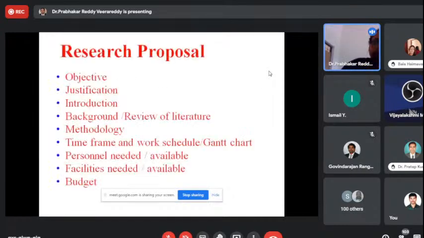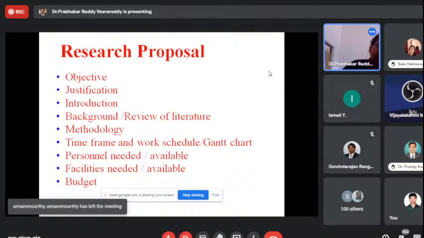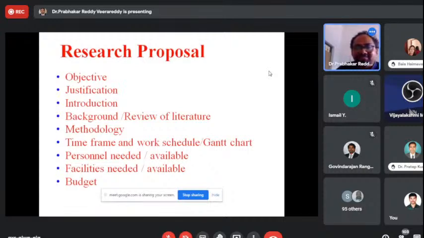So the research proposal should have, because I am keeping a red line here: main objectives, justification, introduction, background. I told you, review of literature. Every movie, when the names are coming, they will show the background story. Why? Because immediately the audience will go into that area.